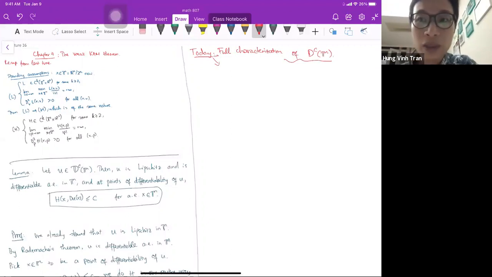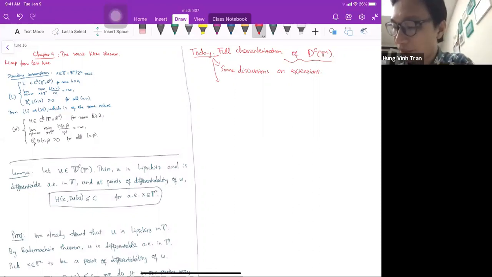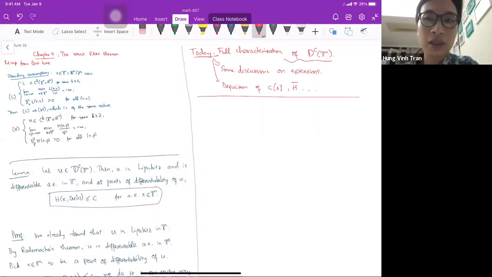So once we are done with the proof, I'll also give you some discussion on extensions of these results to a bigger, more generalized setting, whatever that means. And we're going to give the definition of the so-called C0 and also H bar, whatever that means. We're going to go through that in a timely manner today.